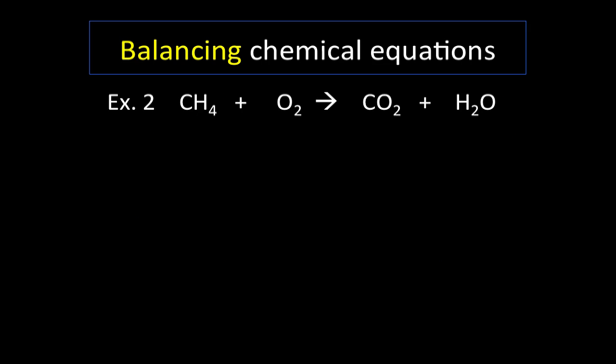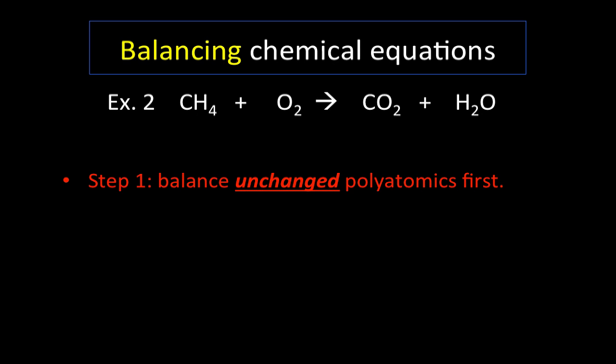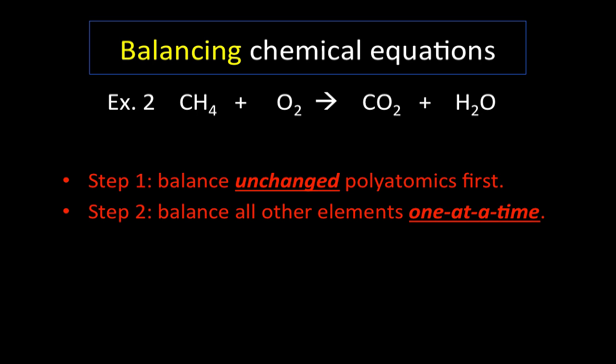Do another example here. This is methane plus oxygen produces carbon dioxide and water. It's just a general combustion reaction. The first rule is look for polyatomics. There are none in this case, so we'll just balance them one at a time. It's easiest just to start on the left and move to the right.